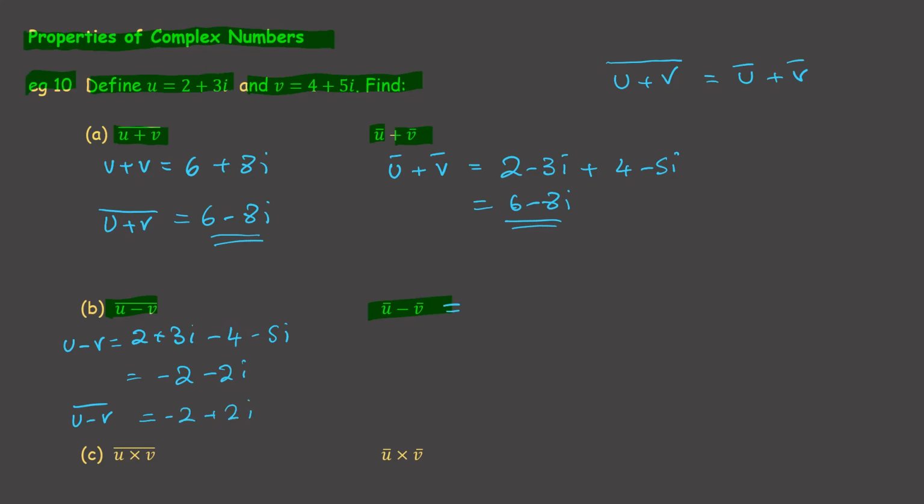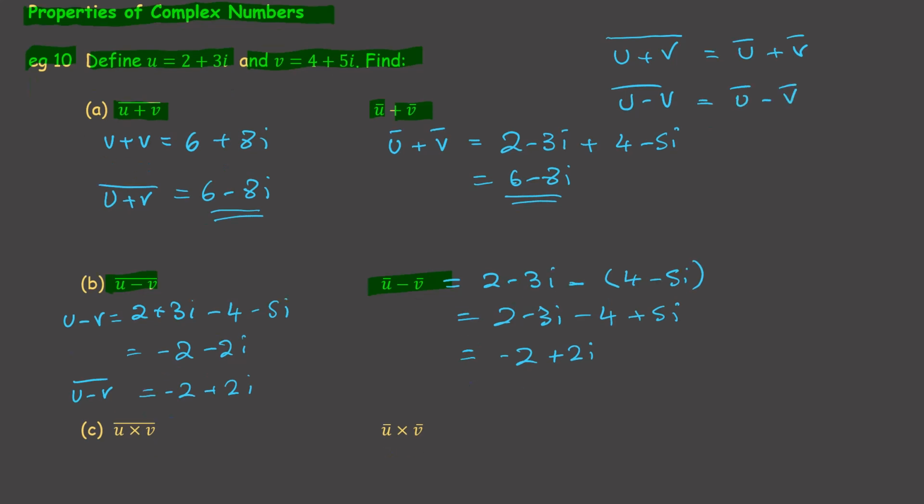So if we do the conjugate of u, which is 2 minus 3i, and then take away from that the conjugate of v, which is 4 minus 5i, that becomes 2 minus 3i, take away 4 plus 5i, which is negative 2 plus 2i. So you might conclude, not the modulus, the conjugate of u minus v is the conjugate of u take away the conjugate of v.